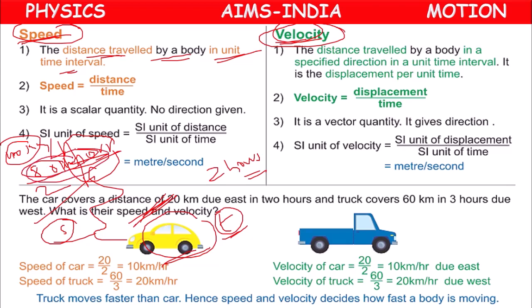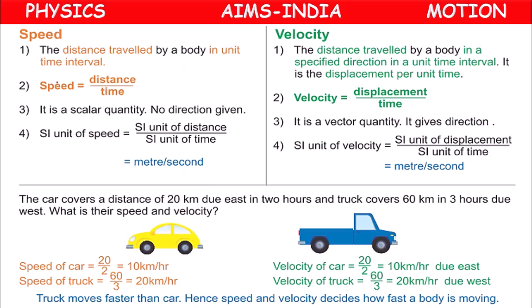So here 80 kilometer is not the speed. 80 kilometer is the distance traveled in 2 hours. But we want in unit time interval, means 80 divided by 2. Then we will get 40 kilometer per hour. That will be the speed. So speed means total distance by total time, because here distance is a scalar quantity.